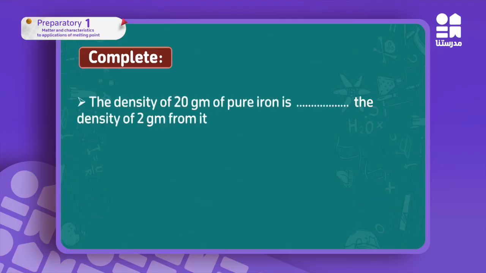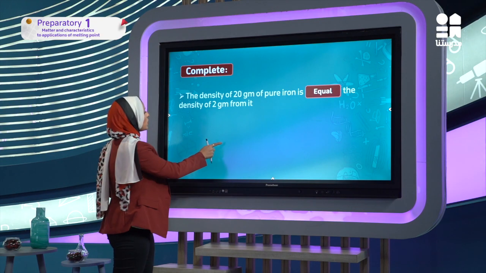Question complete. يلا نقرأ. The density of 20 grams of pure iron is what the density of 2 grams from it. Basically، عايزاكم تفتكروا احنا قلنا ان الدنسيتي دي it's a constant, it's a fixed value، يعني مش بيتغير. فاذا لو انا مره الماس كان 20 grams of pure iron ومره ثانيه كان 2 grams, still the density is gonna be equal. خلاص اهو، the density of 20 grams of pure iron is the same as the density of 2 grams from it.